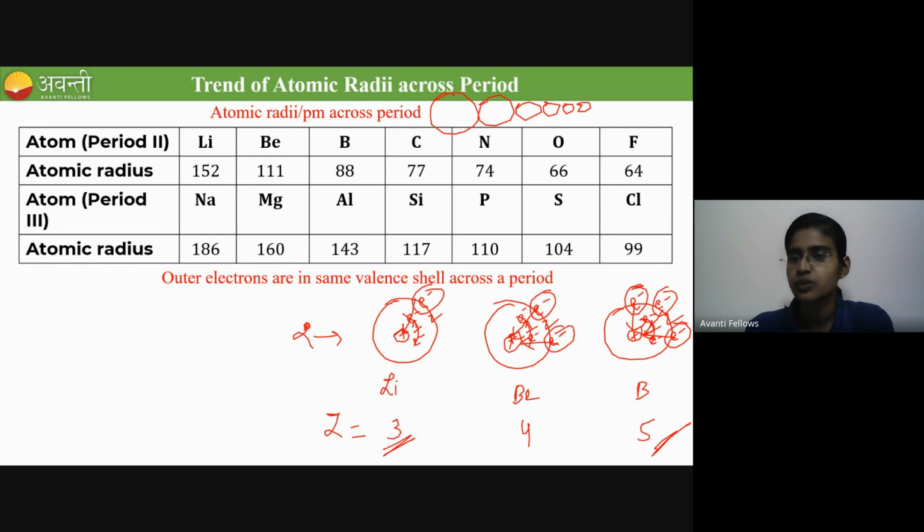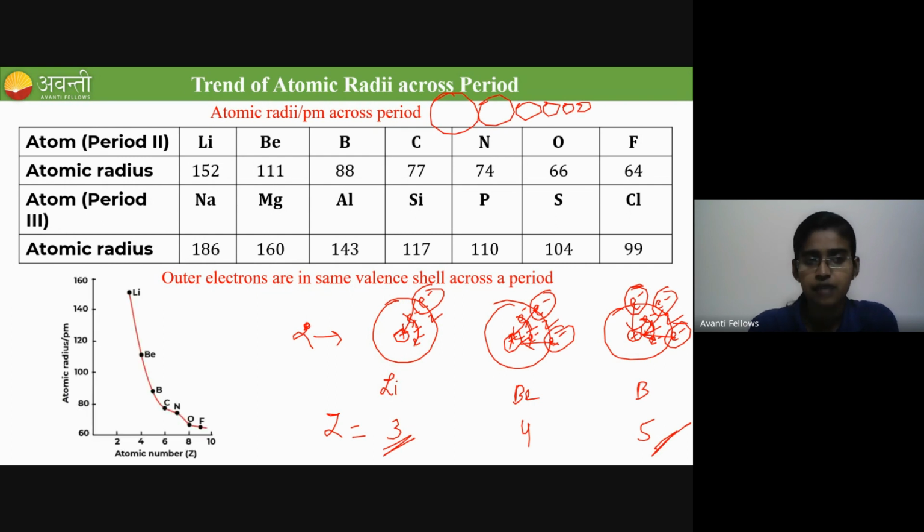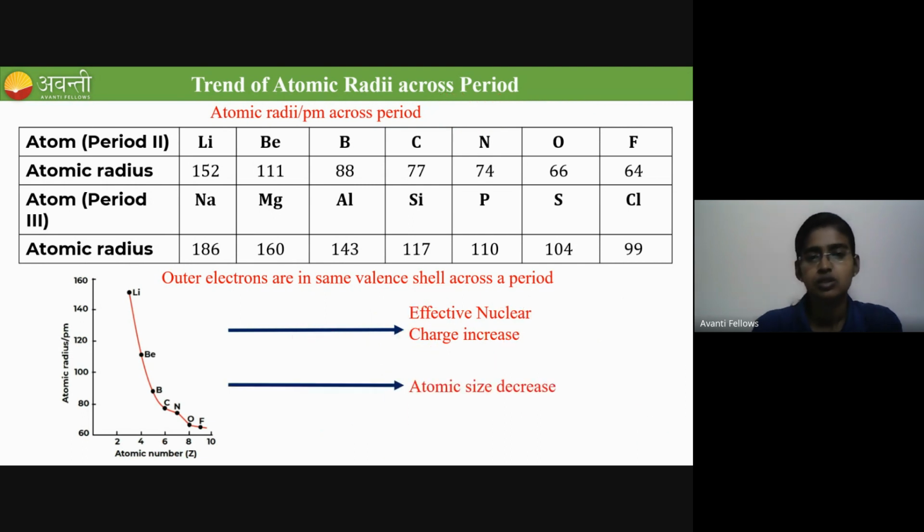Attraction between the nucleus and the outermost electron increases. That's all. We can tell it like effective nuclear charge increases. Because of this, you can see it in the graph. Lithium to fluorine, you see atomic radius is decreasing from lithium to fluorine because the effective nuclear charge increases, and so the atomic radius also decreases.